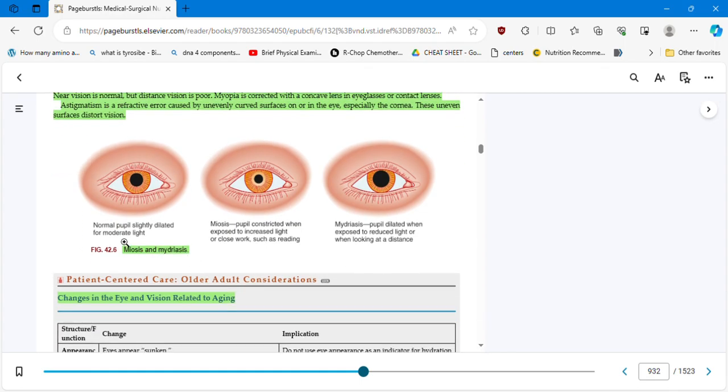Okay. Normal pupil is slightly dilated for moderate light. This is miosis. Pupil constricted when exposed to increased light. And mydriasis. Pupil dilated when exposed to reduced light or when looking at a distance.